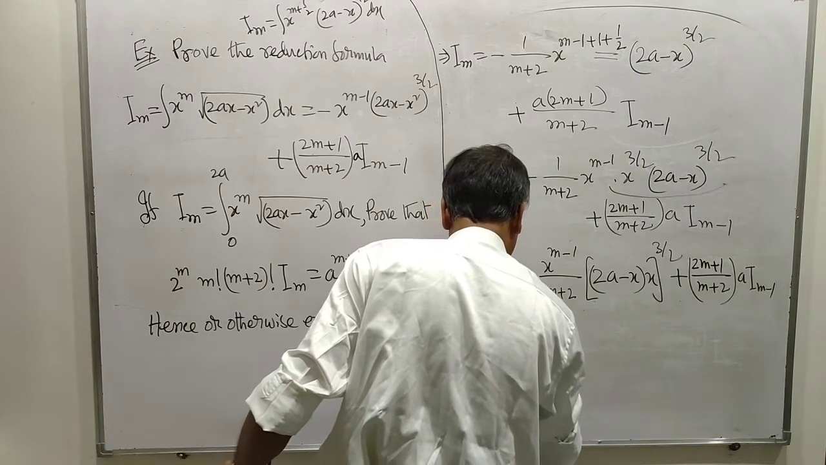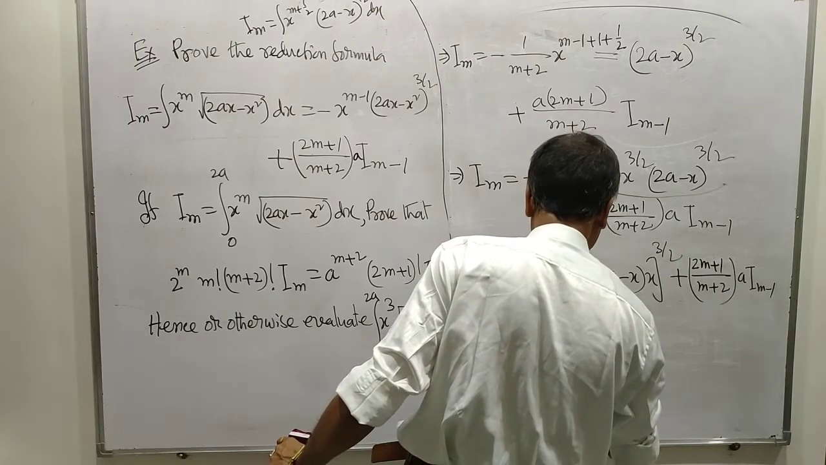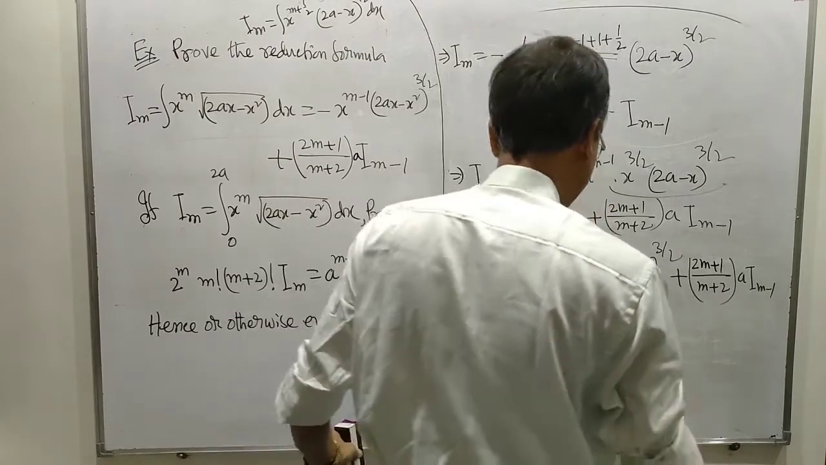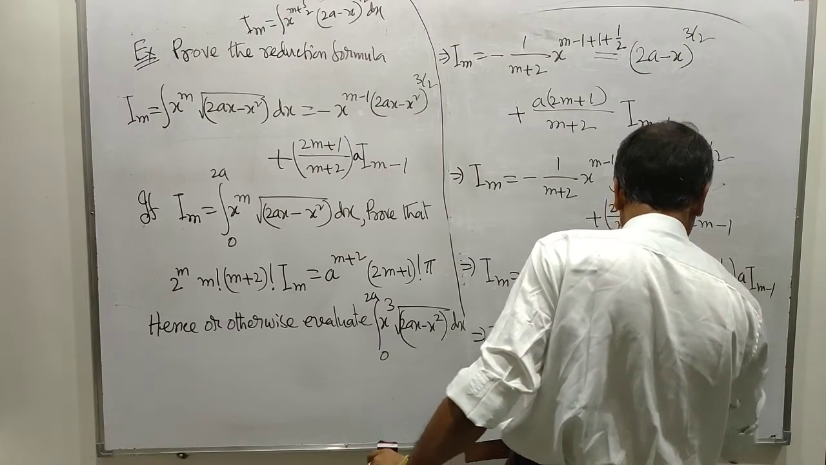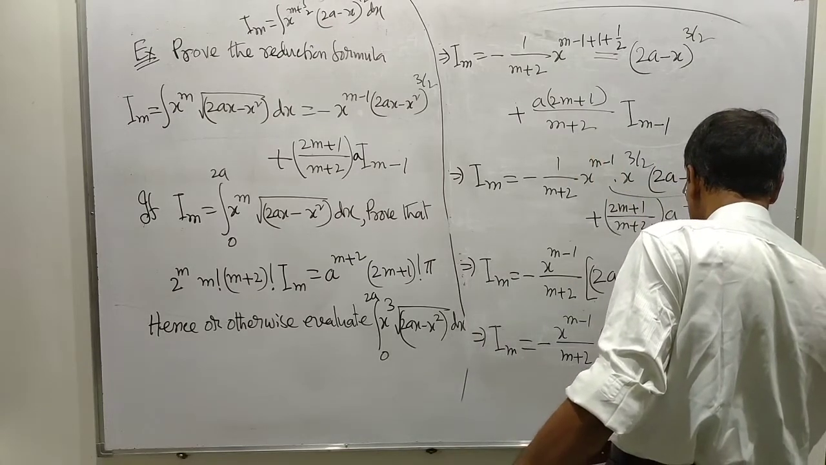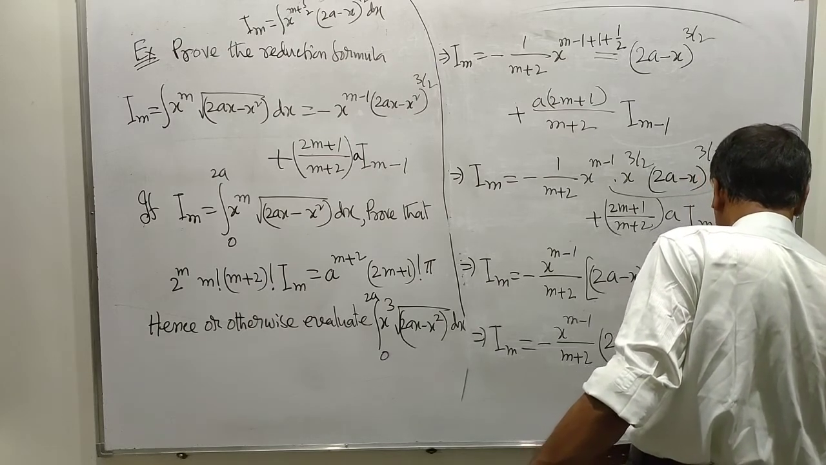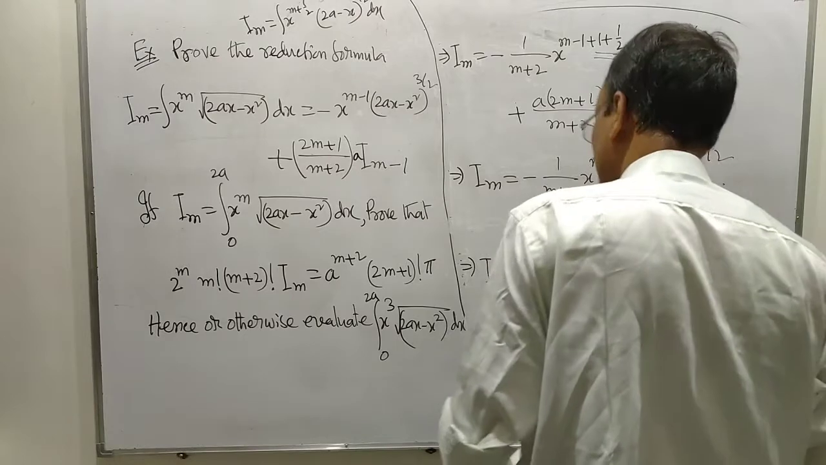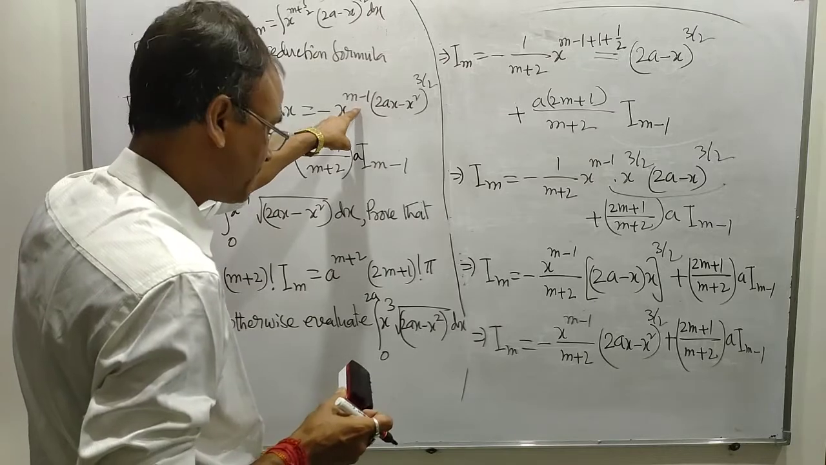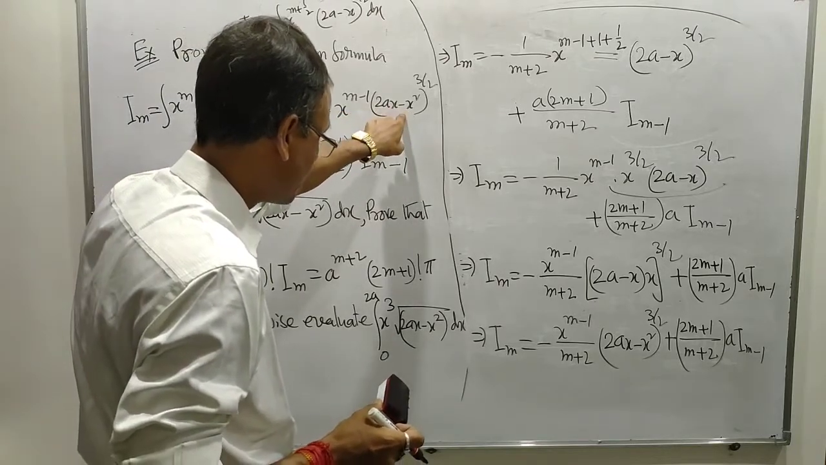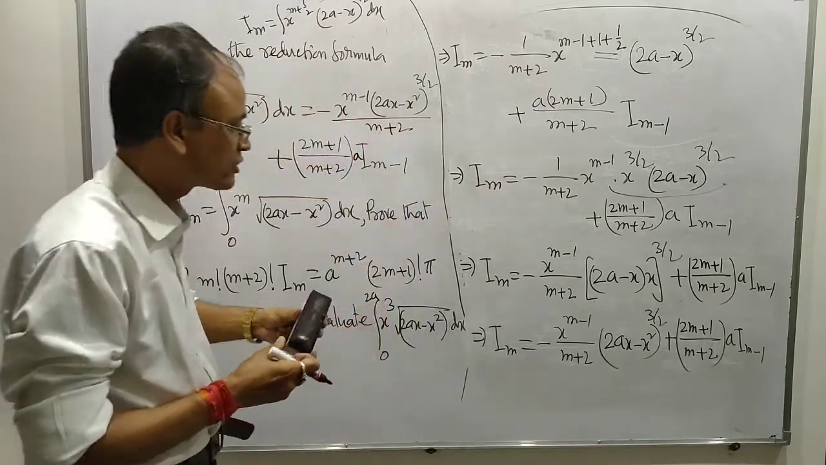This means I_m is equal to minus x to the power m minus 1 divided by m plus 2 times (2ax minus x square) whole to the power 3 by 2 plus (2m plus 1) divided by m plus 2 into a I_(m minus 1). You see, x to the power m minus 1, (2a minus x) x is 2ax minus x square. I am very sure that there should have been an m plus 2 in the denominator.